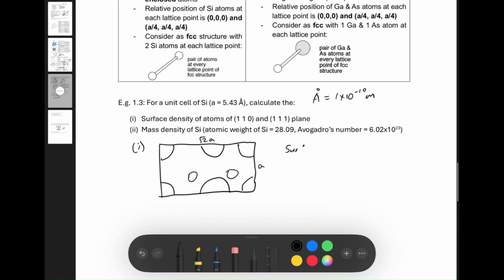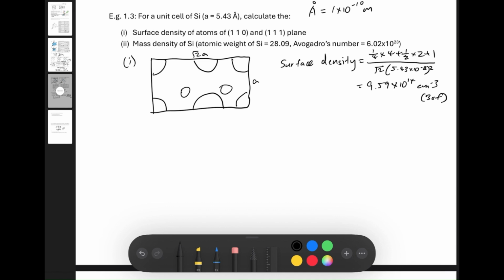So the surface density is actually equal to 1/4 times 4 plus half times 2 plus 2, over root 2 times 5.43 times 10 to the power of, okay, here I'm using cm because it is popular for these answers to be put as cm, but you can use meter or whatever other unit you want. So the surface density is equal to 9.59 times 10 to the power of 14 atoms per cm squared to 3 SF. Okay, and then we look at the 111.